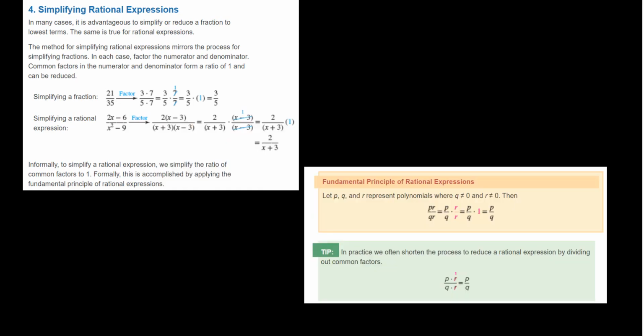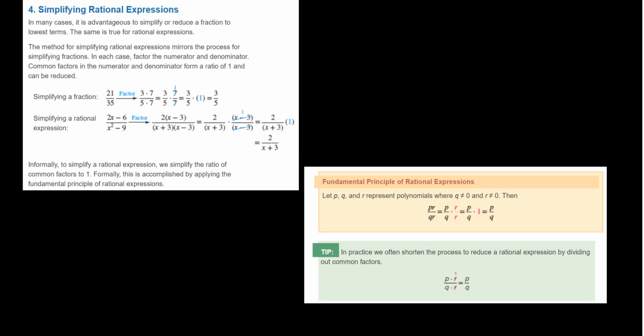All right, so what is this saying? Simplifying rational expressions. In many cases, it is advantageous to simplify or reduce a fraction to lowest terms. The same is true for rational expressions. The method for simplifying rational expressions mirrors the process for simplifying fractions. In each case, factor the numerator and the denominator. Common factors of the numerator and the denominator form a ratio of 1 and can be reduced.